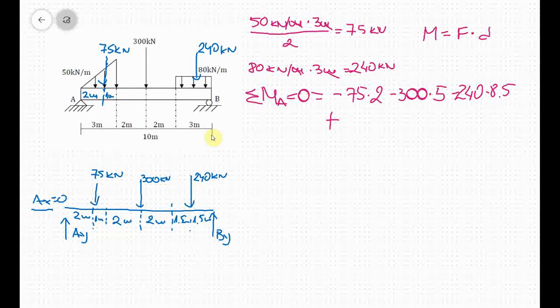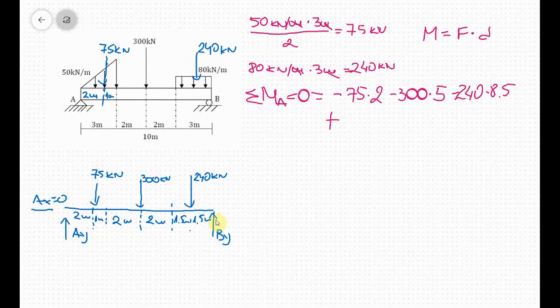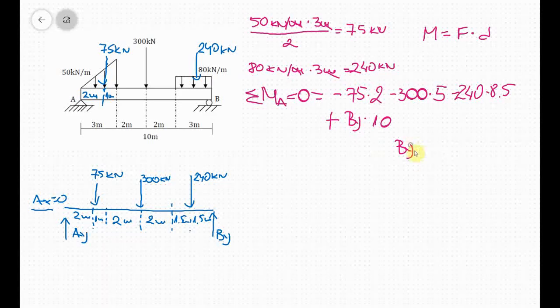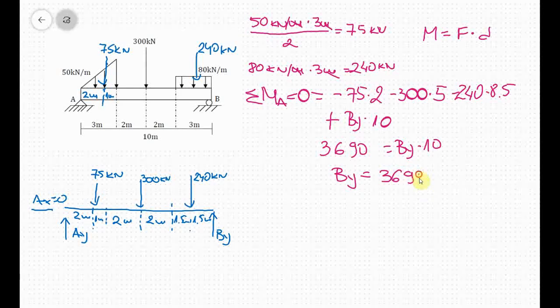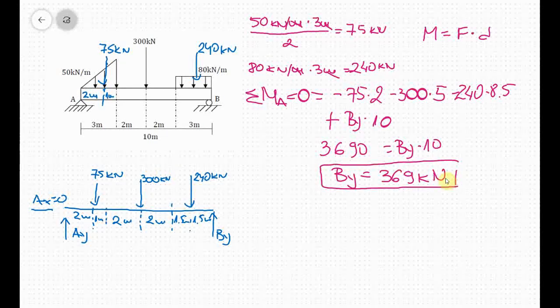And then plus By force. By, it is plus because it makes counterclockwise rotation. So By, how far away? 10 meters from point A, times 10. So if I leave By on this side, times 10, and then I transfer everything to the other side, I will have 75 times 2 plus 300 times 5 plus 240 times 8.5, so I have 3690. So By is equal to 3690 over 10, 369 kilonewtons. So By here is equal to 369 kilonewtons.